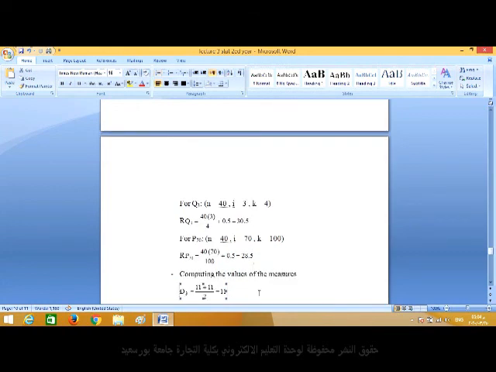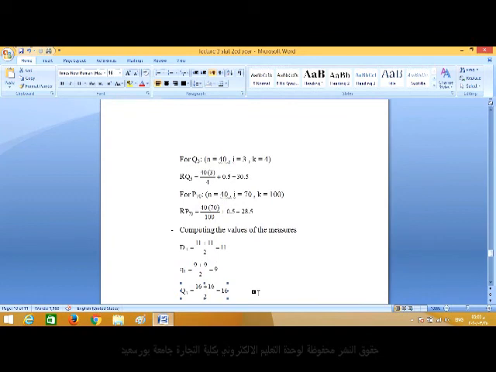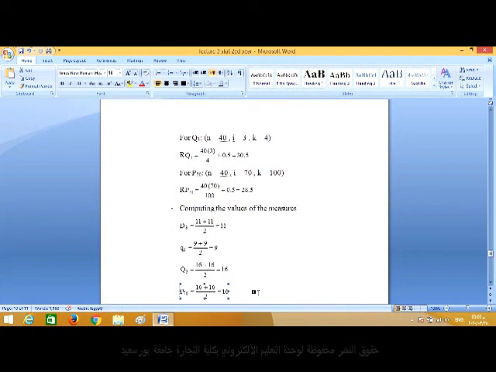Computing the value of the measures. The third decile equals 11 plus 11 divided by 2, equals 11. Q1 equals 9 plus 9 divided by 2, equals 9. The third quartile, 16 plus 16 divided by 2, equals 16. The 70th percentile equals 16 plus 16 divided by 2, equals 16.